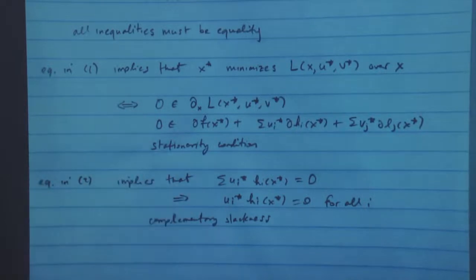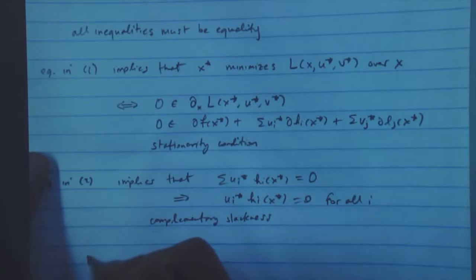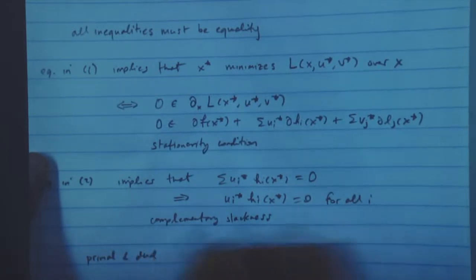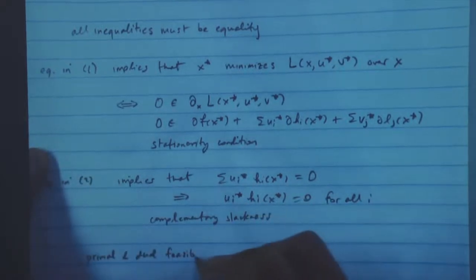So now we've knocked out 2 of the KKT conditions. The other 2 are trivial. So primal and dual feasibility are going to hold automatically, because if we have solutions, of course they must be feasible.